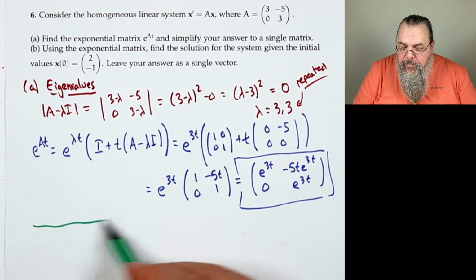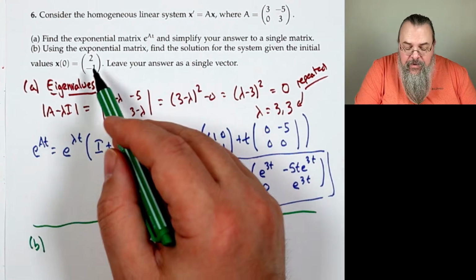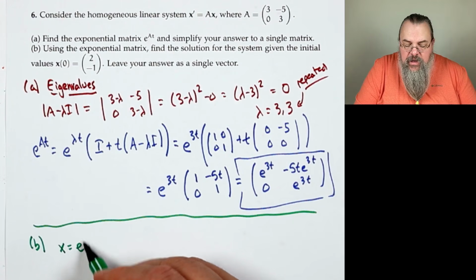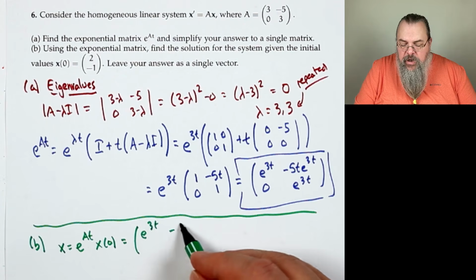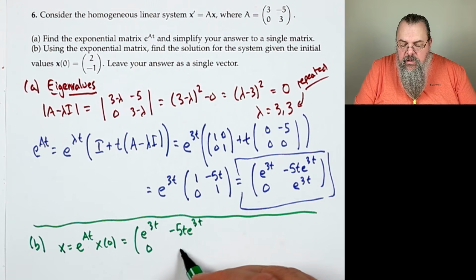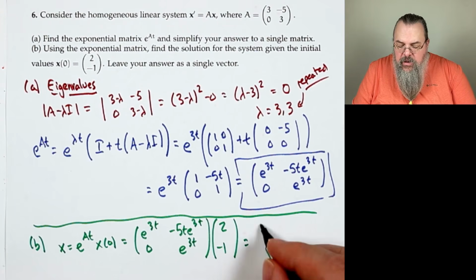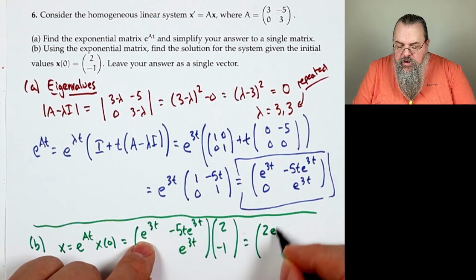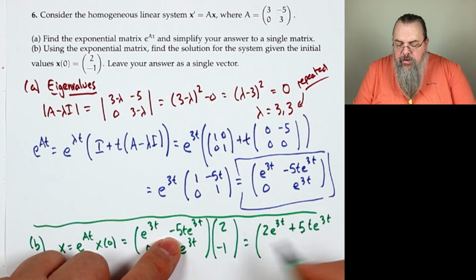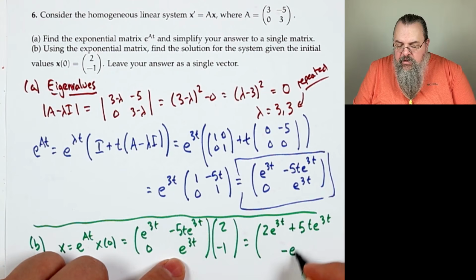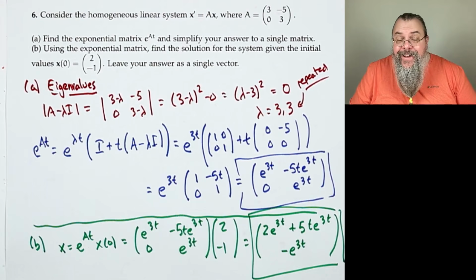As in the last problem, I'm not going to rehash that, but we have e to the At, we have our initial conditions, so our x is e to the At times our x0, which is [e to the 3t, -5t e to the 3t; 0, e to the 3t] times (2, -1). That would give us 2 e to the 3t, minus 1 times minus 5 makes a plus 5t e to the 3t, 0, and minus e to the 3t. And that's the answer.